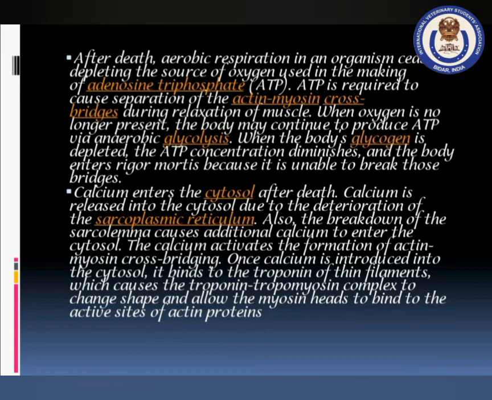to break those bridges. Calcium enters the cytosol after death. Calcium is released into the cytosol due to deterioration of the sarcoplasmic reticulum. Also, the breakdown of the sarcolemma causes additional calcium to enter the cytosol. The calcium activates the formation of actin-myosin cross-bridging. Once calcium is introduced into the cytosol, it binds to the troponin of the thin filament, which causes the troponin-tropomyosin complex to change shape and allow the myosin head to bind to the active sites of the actin protein.